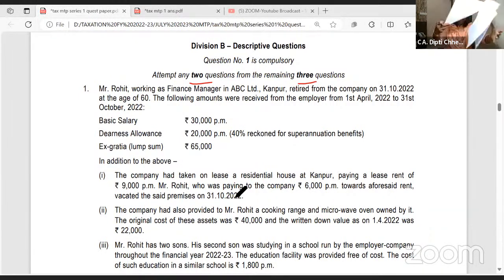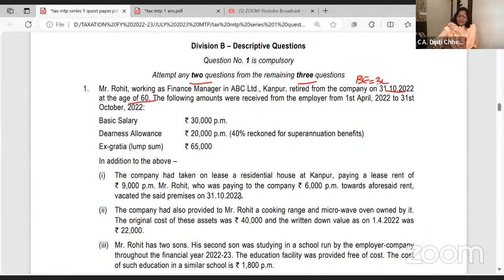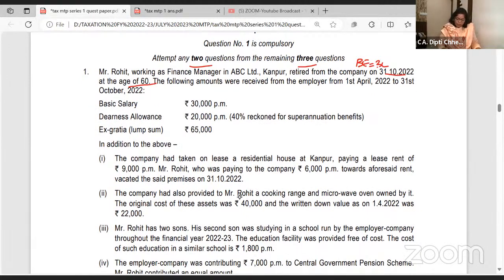Rohit is working in ABC Limited. 14 marks total problem, in Kanpur, and at the age of 60. If he turns 60 in October, he is a senior citizen, and for him the basic exemption is 3 lakh. Anywhere if you achieve the age here, you take that. Now, what is the basic salary?